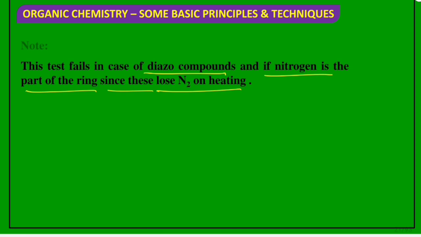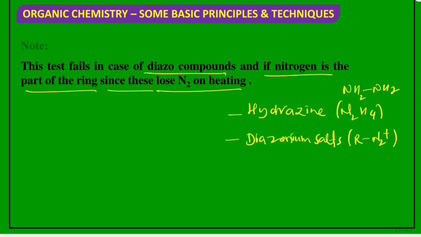So like this, diazo compounds, hydrazine, diazonium salts. Hydrazine formula N2H4, diazonium N2+.